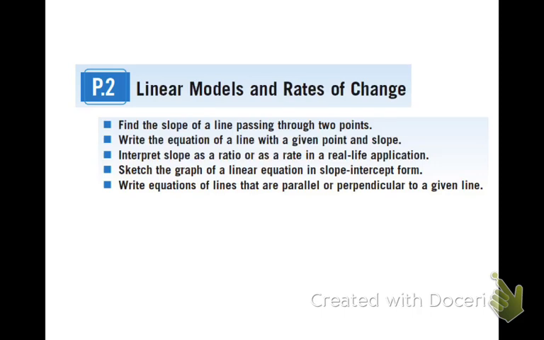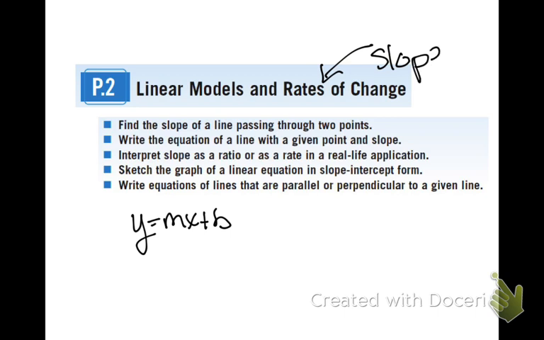Okay, so linear models and rates of change. A linear model is y equals mx plus b. We've done that before. Whoa, there are different forms of that. The other thing is rate of change, also known as, guess what? Slope. Okay, and we're going to work on that. So P2, linear models and rates of change.